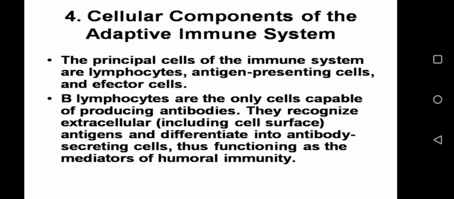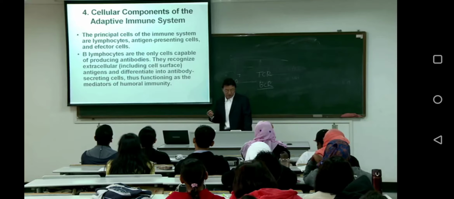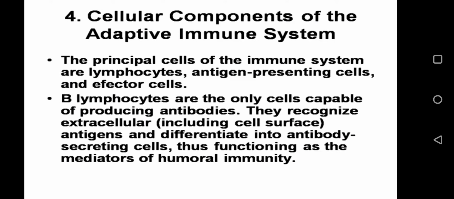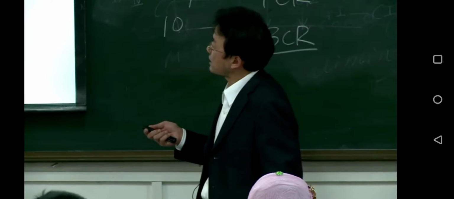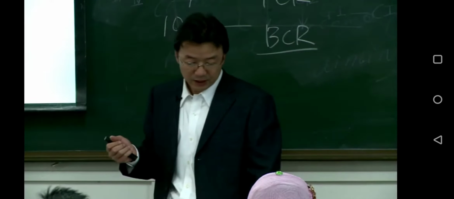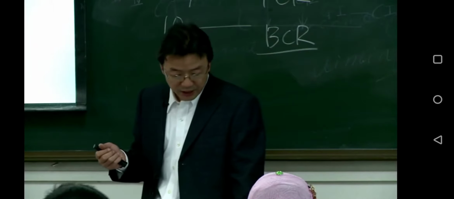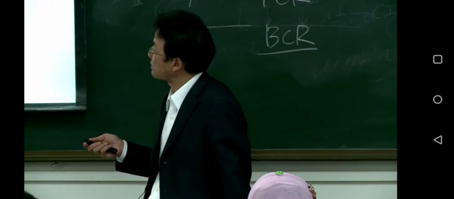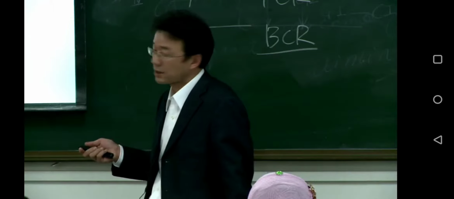So, cellular components of the adaptive immune system. Two types of lymphocytes are involved in the adaptive immune system. One is the T lymphocyte, the other is the B lymphocyte. B lymphocytes are the only cells capable of producing antibody. Usually they recognize extracellular antigens.